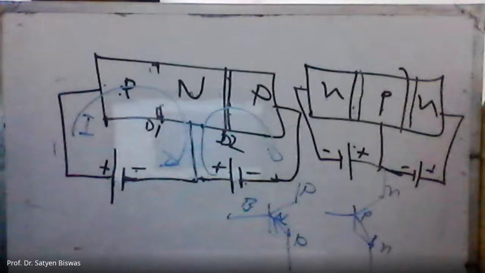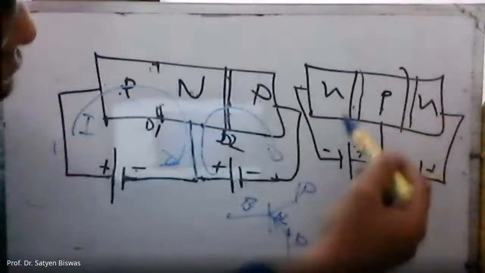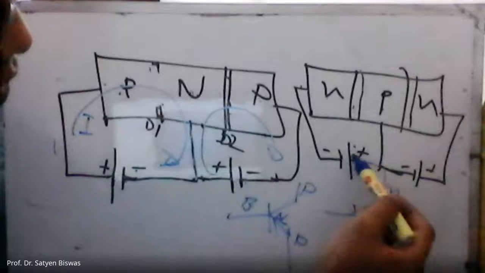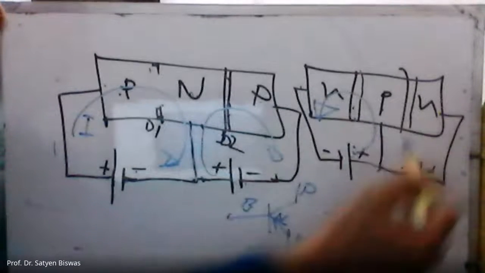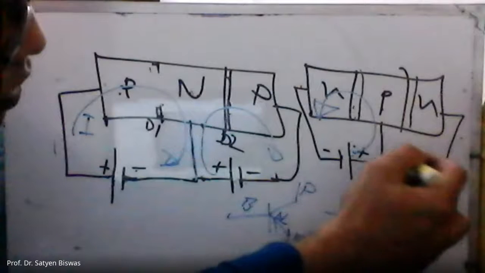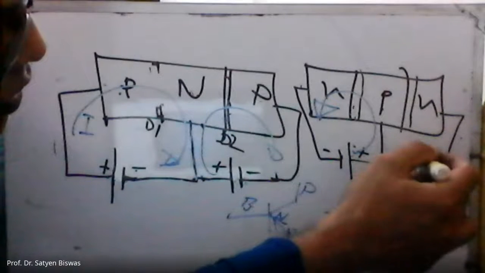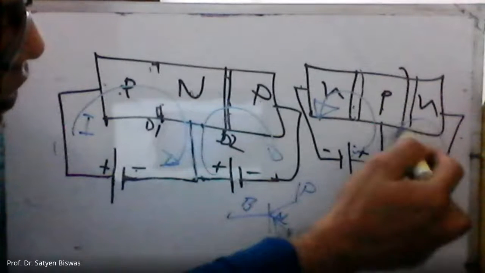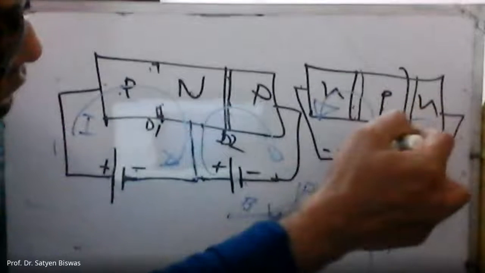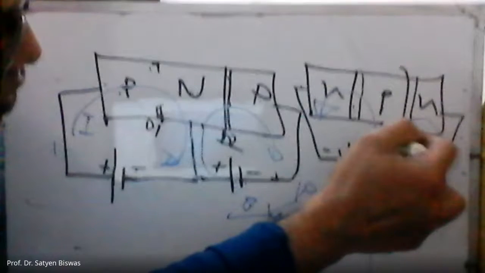Look at the base. This is the positive, the forward bias here. The current will flow this way, and the other one is going upward. Then with the reverse bias here, a little amount of current will flow this way. This is the base, and this is the collector and emitter.